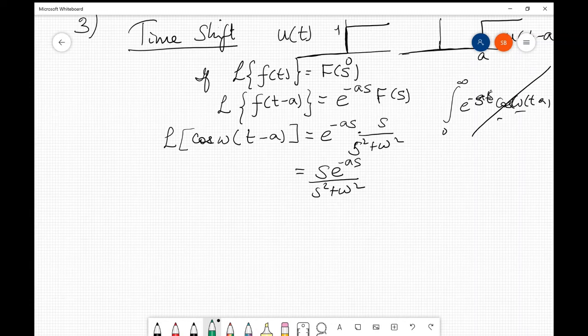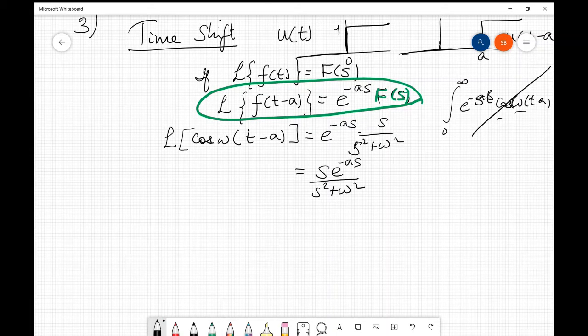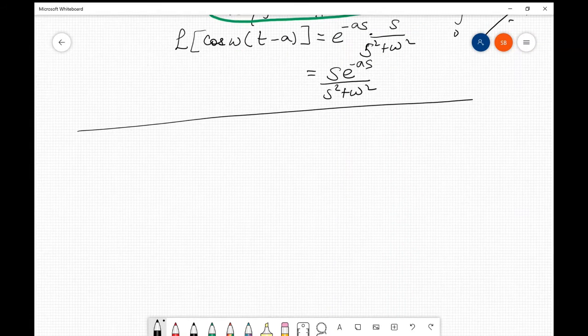So that's our third property. The Laplace of f of t minus a is just like multiplying the F of s, or the Laplace transform of f of t, by e raised to minus as. So that will be our time shift. A shift in time is expressed as a product of e raised to minus as.